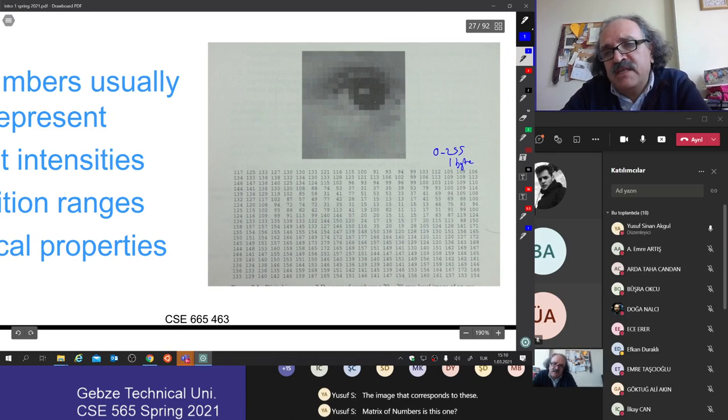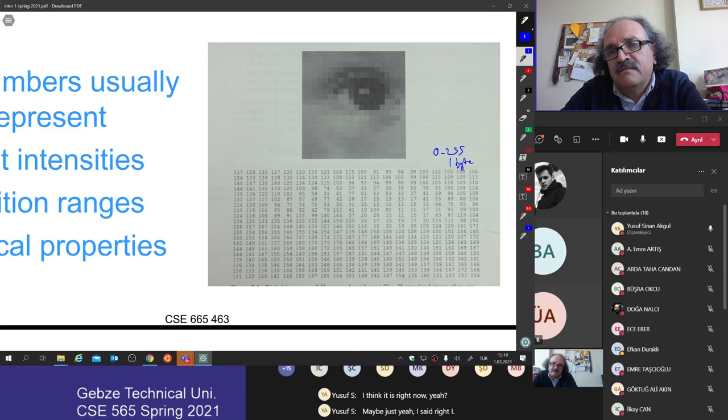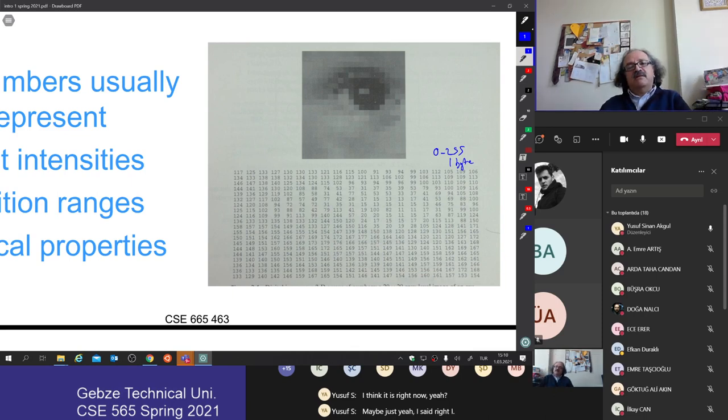What kind of image is this? Do you recognize it? Eye image. It's a human eye, right? Right eye or left eye? Right eye, I guess. I think it is right eye, yeah. Maybe it is. I don't know, but it's an eye, right?